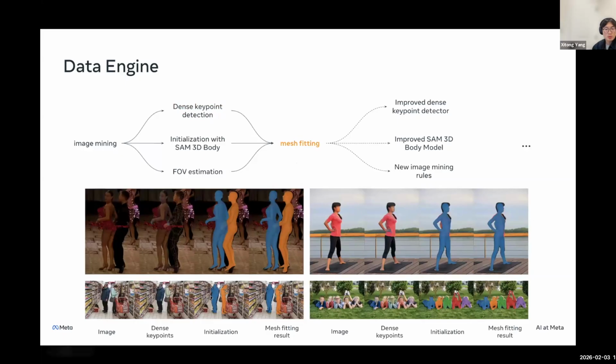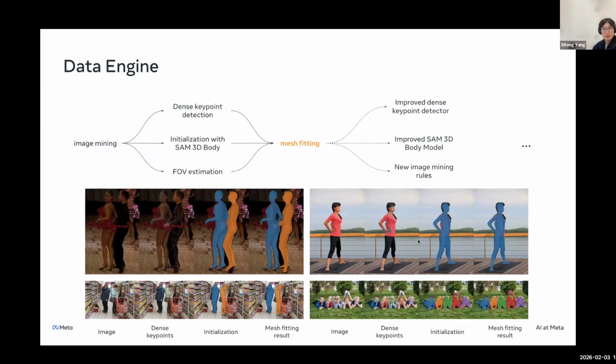For the mesh fitting, we have the dense key points from the detector. We also have the initialization of the human body pose parameters from our own Sam3D body model. And then we run the optimization to get fitting results. The whole loop can be done multiple times. I think we did it twice or 3 times to get the final mesh fitting results.